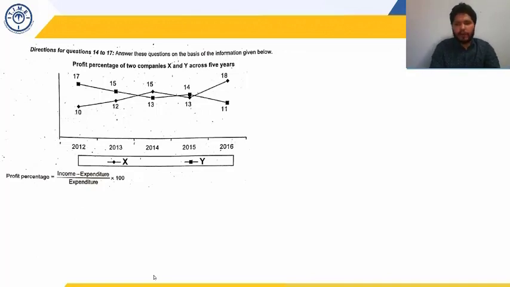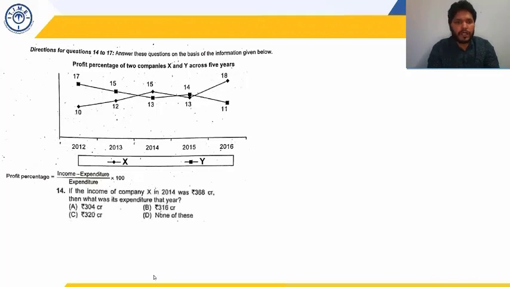I hope the data is clear to everyone. And what is the extra information given? The additional information is that profit percentage is income minus expenditure, divided by expenditure, into 100%. So profit is calculated on the base of expenditure here. I hope this is clear. Let's quickly move on to the questions that follow.